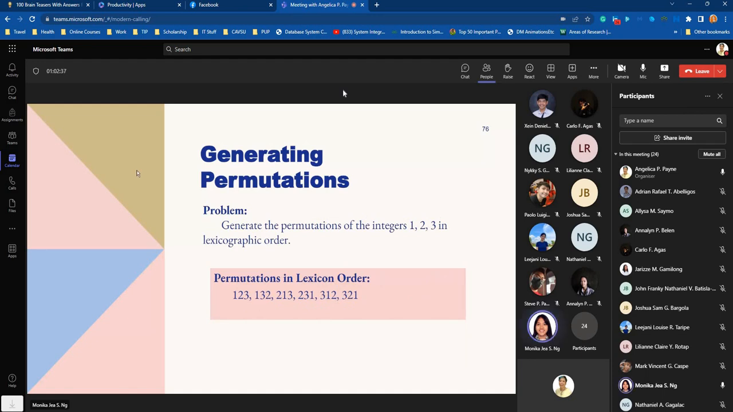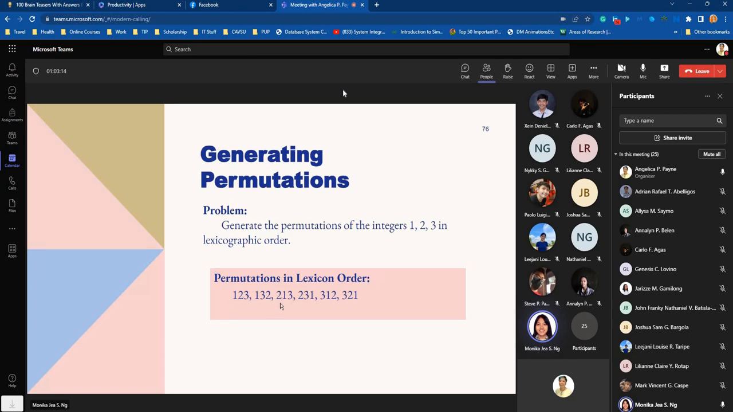Generating permutations, another problem. Generate the permutations of the integers 1, 2, 3 in lexicographic order. So how did we come up with these permutations? We're going to apply the concept of a sub j is less than a sub j plus 1 from earlier. So we have 1, 2, and 3, then 1, 3, and 2, because 2 is less than 3, therefore the places we have to swap. And since 3 is the only number there, 2 we only have to swap with 3.